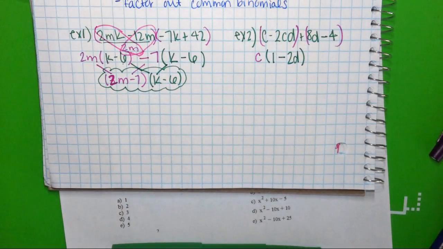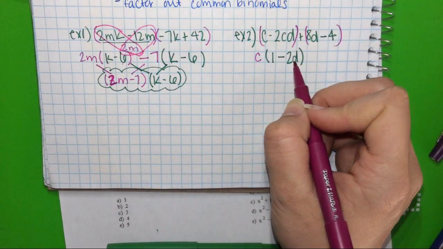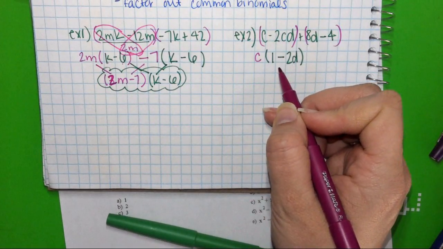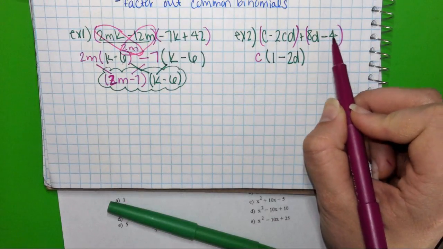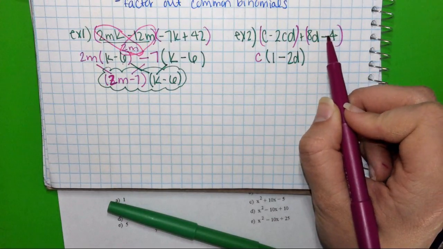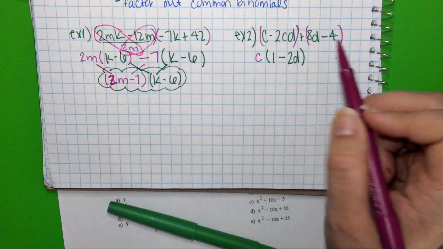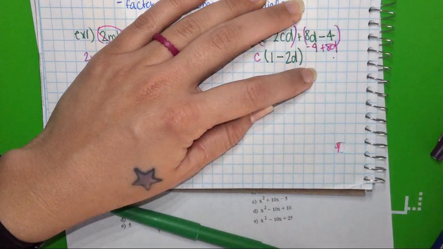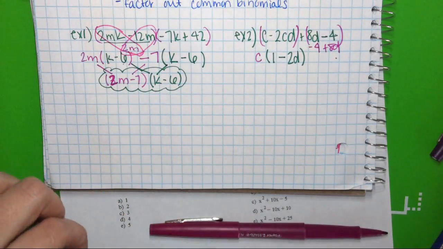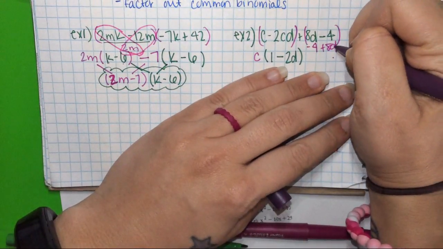All right, now, do you notice how D is the second term in our parentheses in the first set? So D is going to have to be the second term over here. So can we rewrite this as negative 4 plus 8D? You can. So negative 4 plus 8D. Write that in.